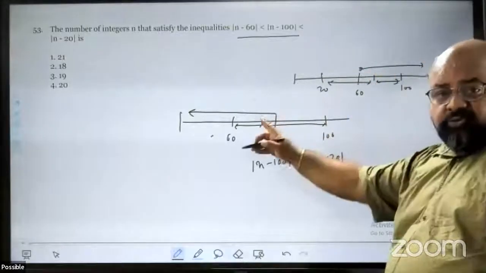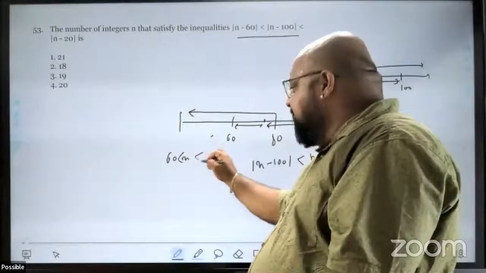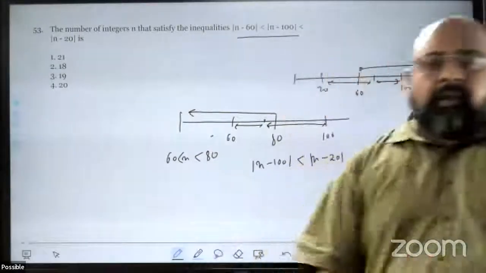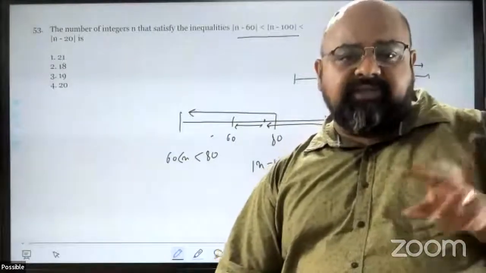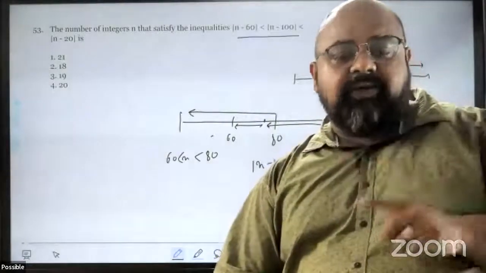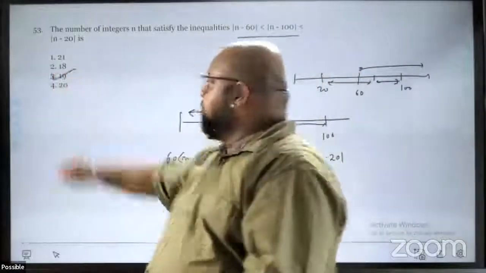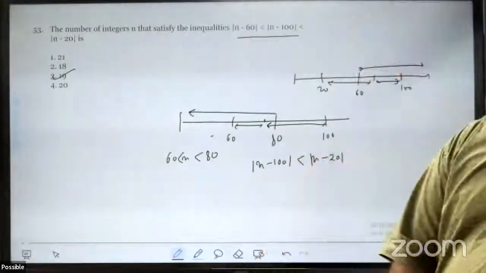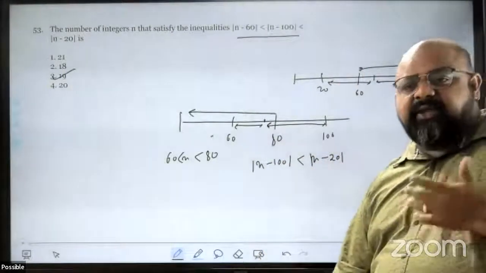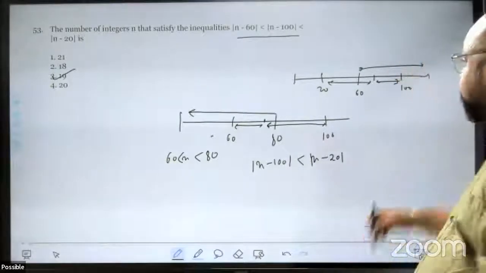If I combine these two, I will get a range of numbers which lies between 60 and 80. How many numbers between 60 and 80? 80 minus 60 minus 1, because 80 and 60 both are not to be included. There is no equality sign, and therefore 19 values are there. Right? Even if you solve the inequality, there is no problem. But I think graphically it becomes a lot easier to solve. Hence, question 53, answer 19.